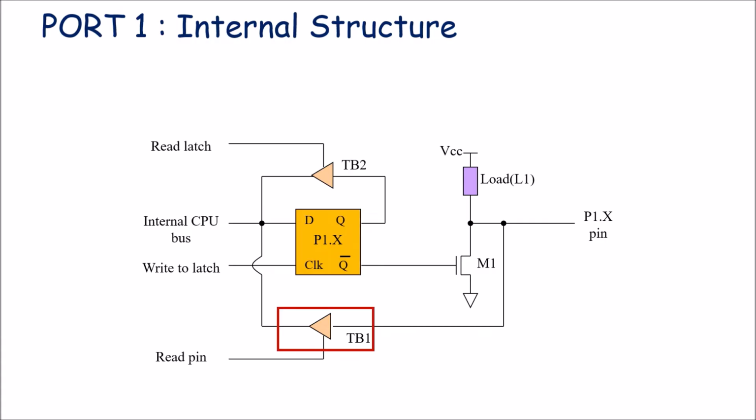To read data from this pin, read pin is used. Again, there is a tri-state buffer. Then write to latch terminal is used to connect. Write to latch terminal is used as a clock signal for this D flip-flop. So this is general structure of each port pin of port 1.